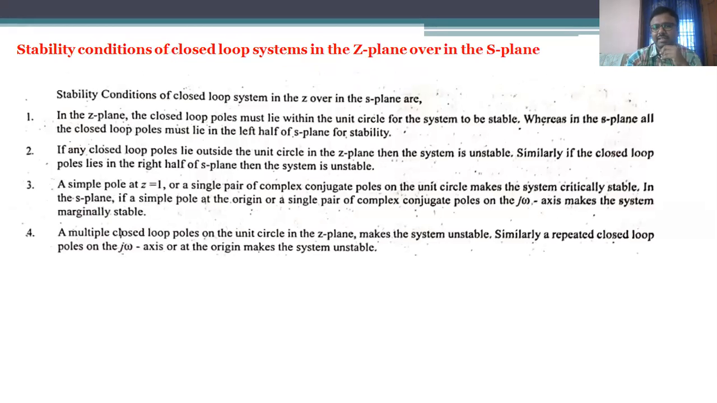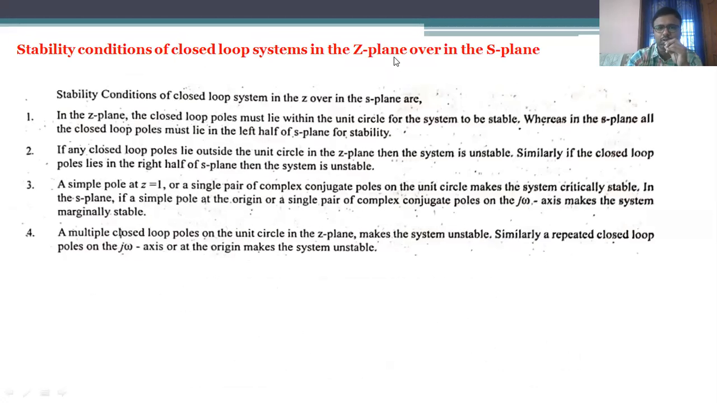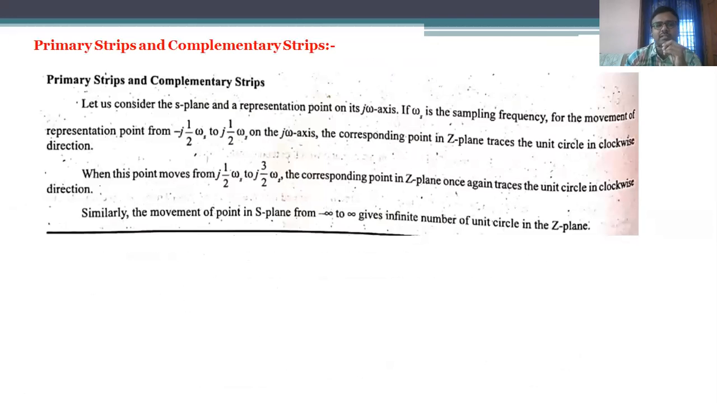Omega s is nothing but the sampling frequency. So this particular portion on the left hand side of the S plane is taken as a primary strip as well as the complementary strip. What portion is considered as the primary strip and what portion is considered as the complementary strips? Let us discuss that.